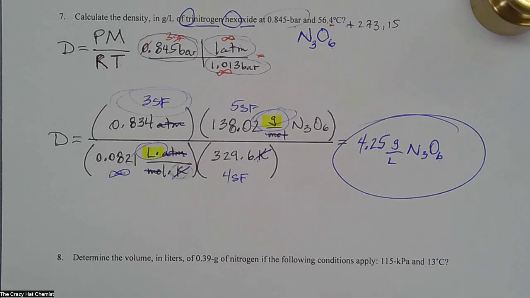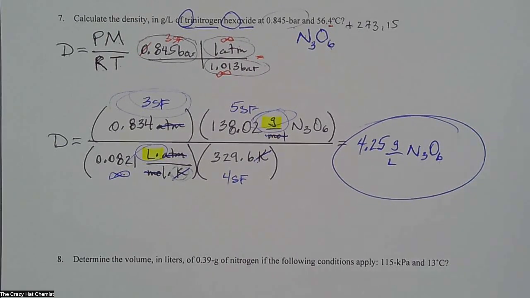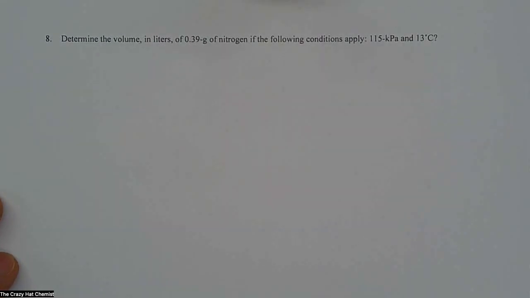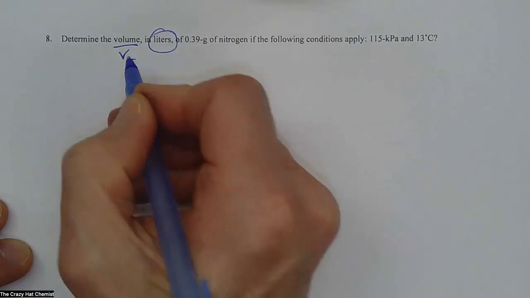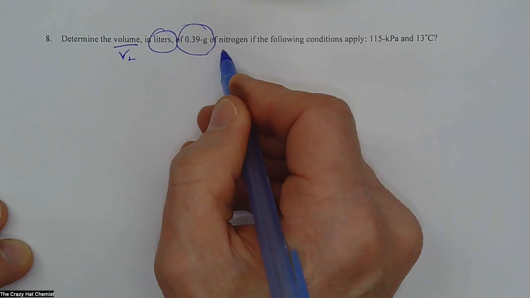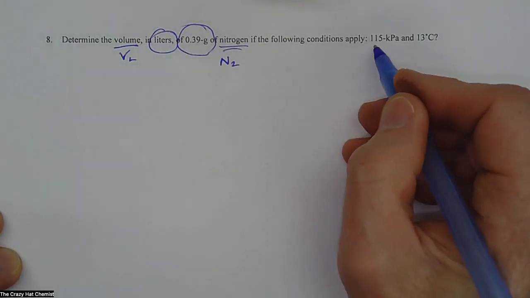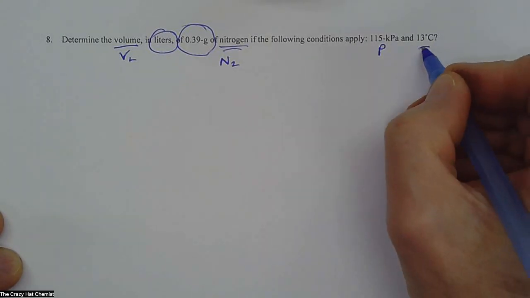And so let's keep on going. We've got one more problem down here on this page before we move on to the next page. All right, fantastic. So here we go. Number 8. Scroll this on up. And here we go. It says determine the volume in liters of 0.39 grams of nitrogen. What's the formula for nitrogen? Well, the formula for nitrogen is N2 because it's diatomic. If the following conditions apply, 115 kilopascals, that's a pressure, and 13 degrees Celsius, that's a temperature.